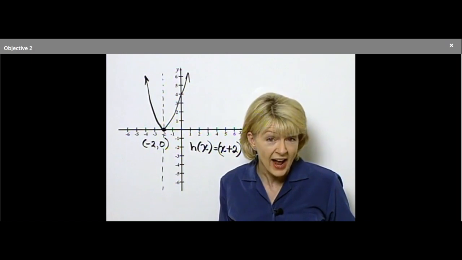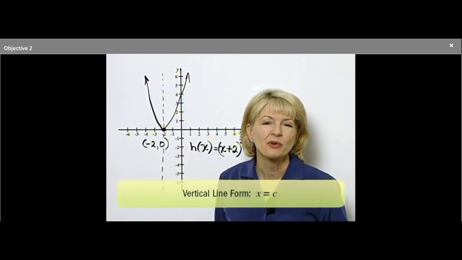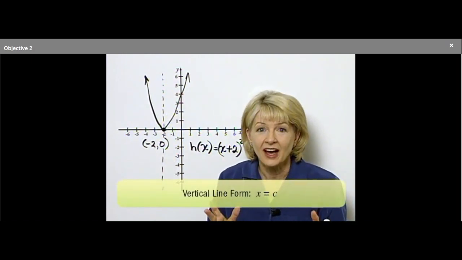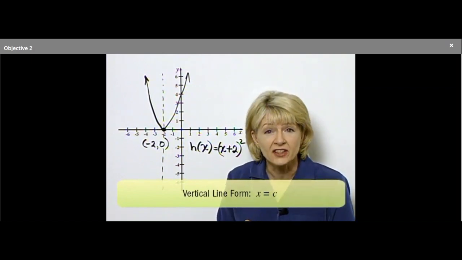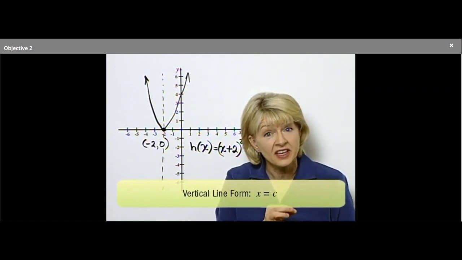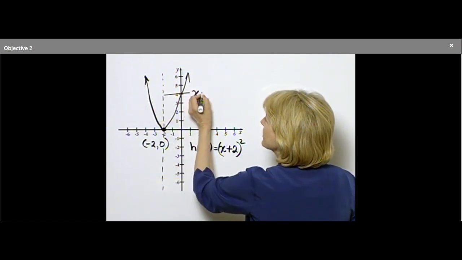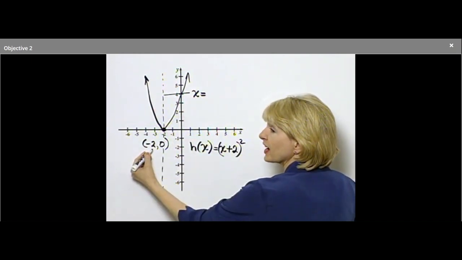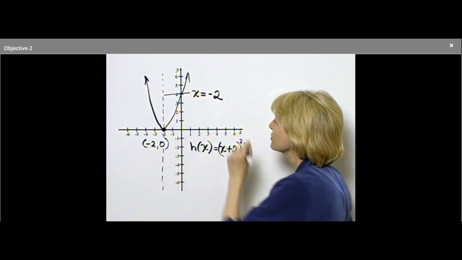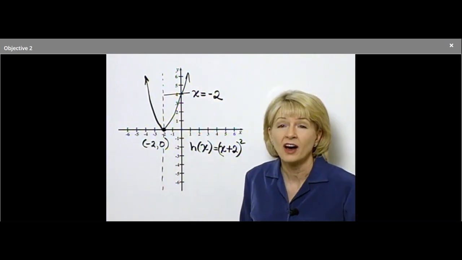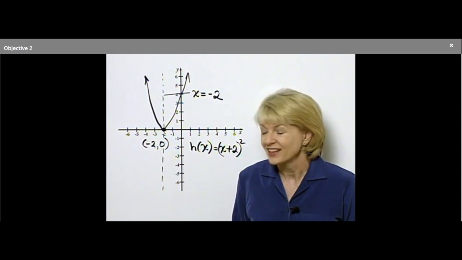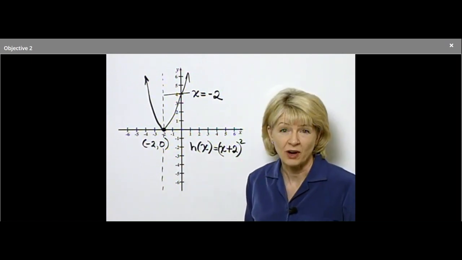And what is the graph of that vertical line? Remember, every vertical line, its equation is of the form x equals c. And so in this case, this is x equals, what is the x value here? -2. So those things follow naturally. They're shifting left and right.